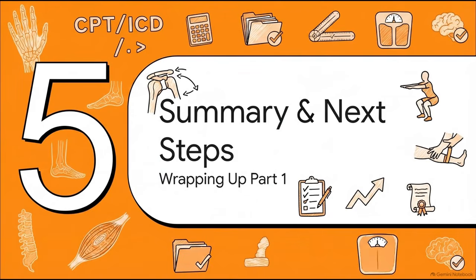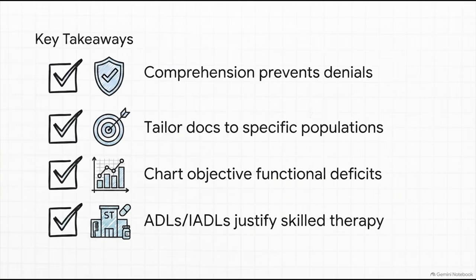And that brings us to Section 5, Summary and Next Steps. Let's lock in this foundational knowledge before we go. First, clinical comprehension is your ultimate shield against claim denials. Second, PT targets incredibly diverse populations, requiring tailored documentation for everyone from high-performance athletes to neurology patients. Third, medical necessity relies entirely on charting objective functional deficits. And finally, accurately documenting those specific ADLs and IADLs is exactly what undeniably justifies the initiation of skilled therapy in the eyes of a payer.